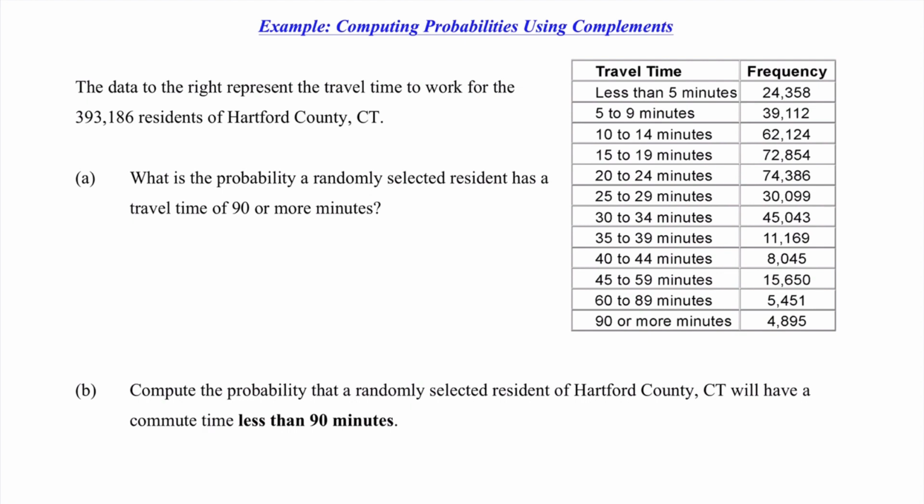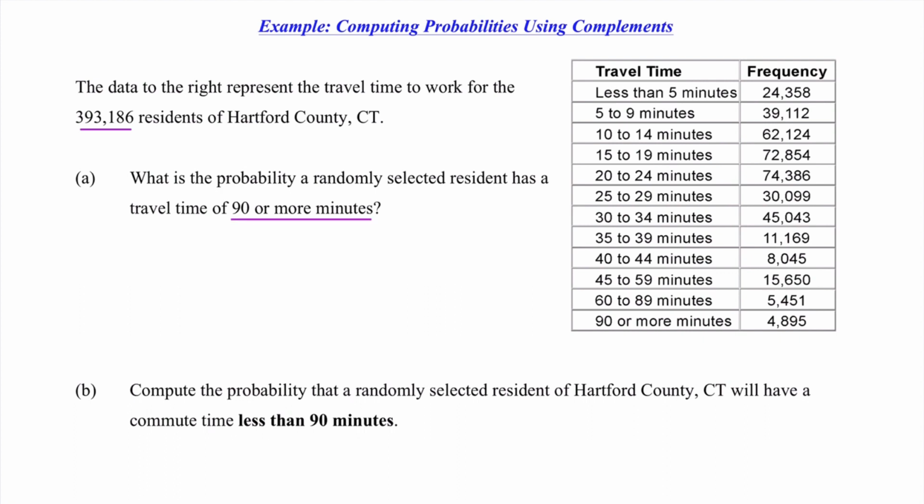Let's continue that to our next example then. We're told the data to the right represent the travel time to work for the 393,186 residents of Hartford County, Connecticut. First, we're asked, what is the probability a randomly selected resident has a travel time of 90 or more minutes? Which means they've established what category we're looking at.